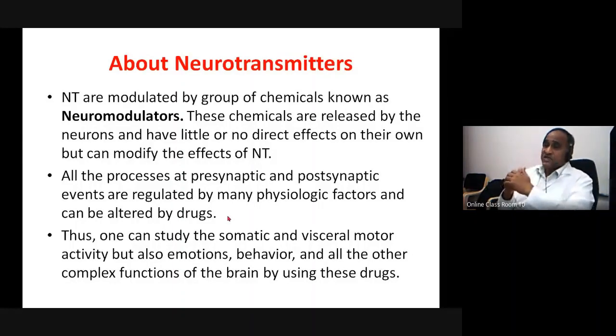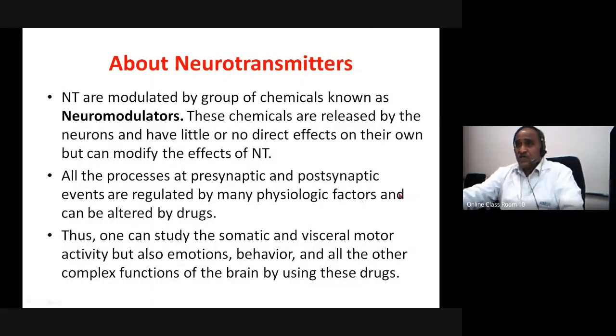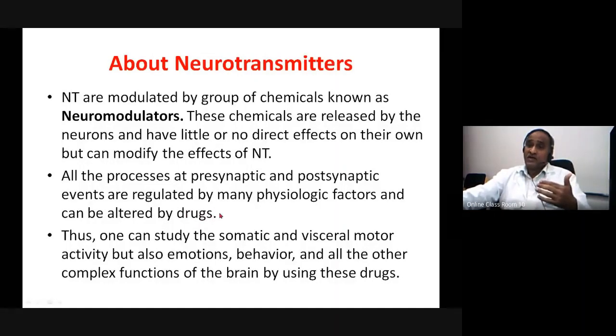Or if the neurotransmitter sits on the receptor and produces the action, I can make sure the ion channels do not open, so I block the ion channels like that. So they can be altered by a number of drugs or chemicals. So this is a challenge for our medical profession.